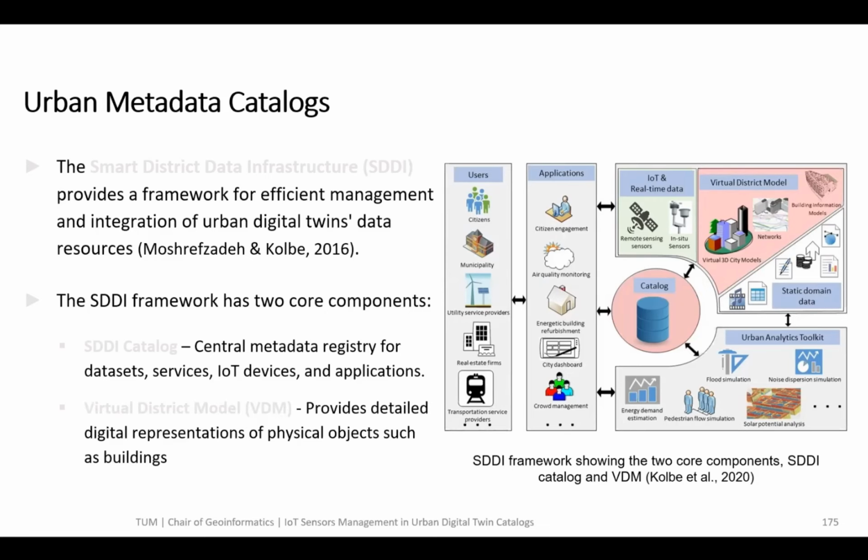The second component is the virtual district model, which provides a detailed representation of city objects. This includes city building models and also transport infrastructure, vegetation, and so forth.